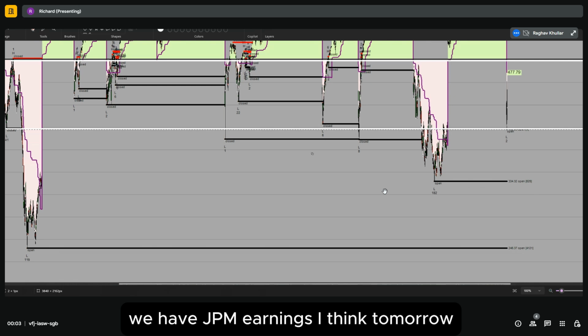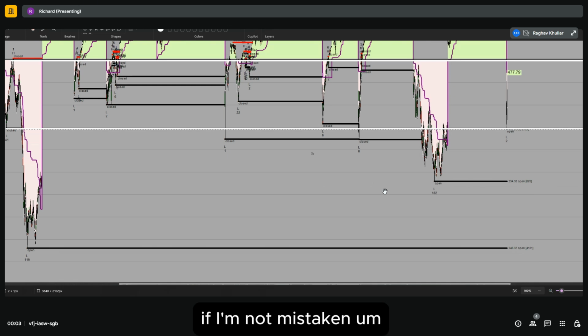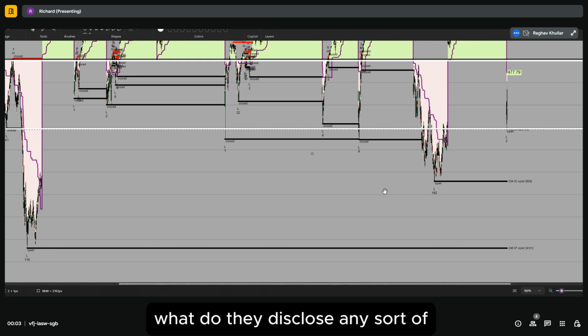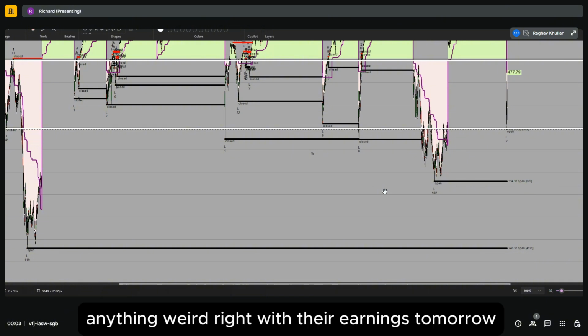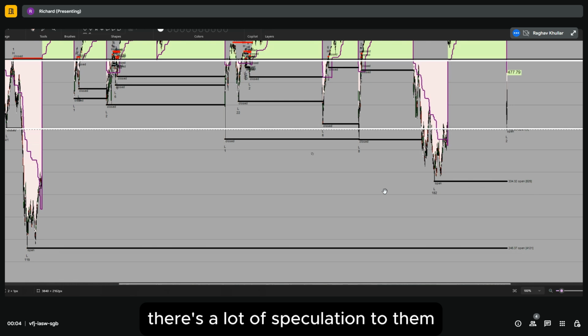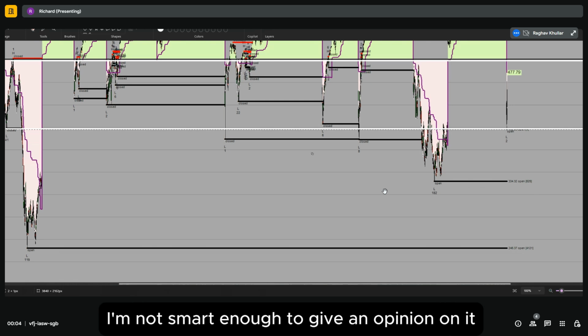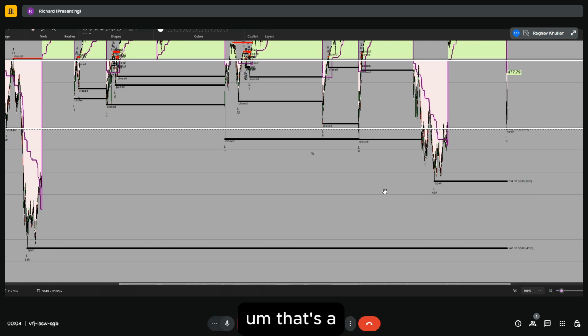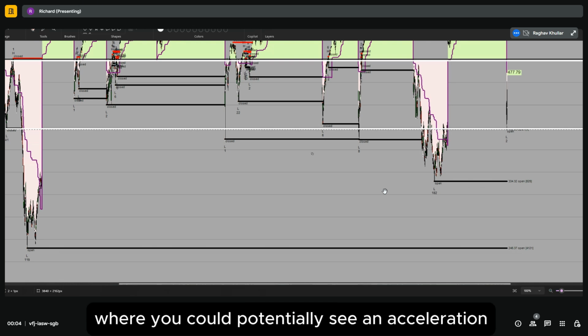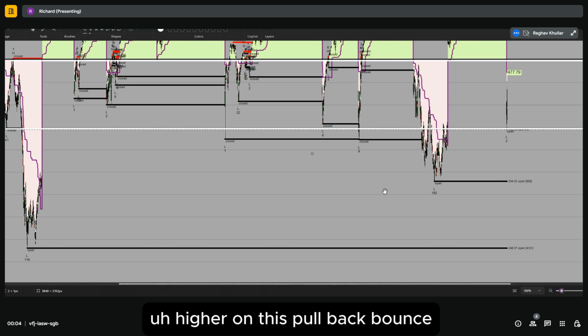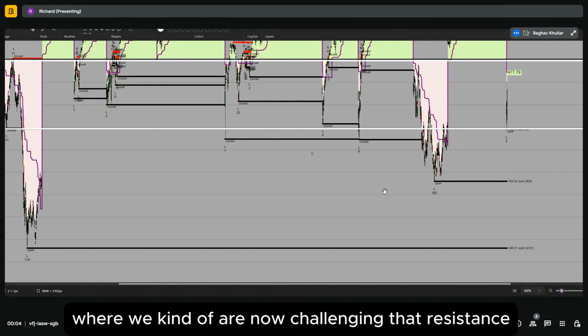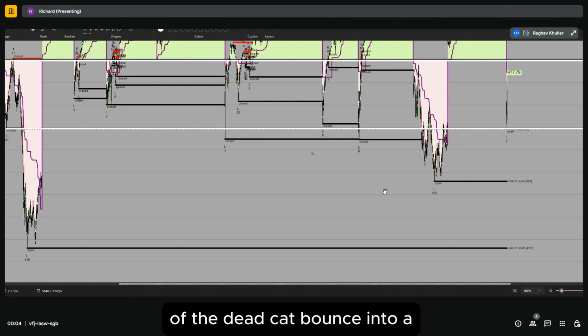We have JPM earnings, I think tomorrow, if I'm not mistaken. So if you want to talk about a systemic issue, what do they disclose, anything weird with their earnings tomorrow? There's a lot of speculation on that. I'm not smart enough to give an opinion on it. That's a question of interest where you could potentially see an acceleration higher on this pullback bounce, where we are now challenging that resistance of the dead cat bounce into a true macro leg up.